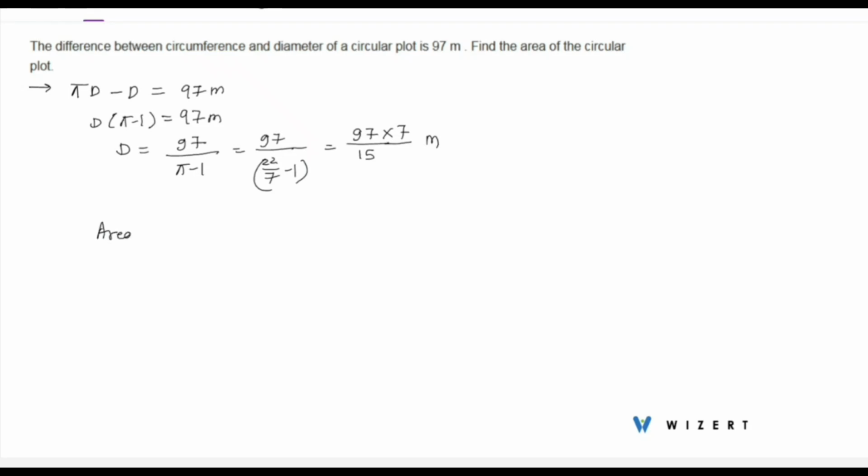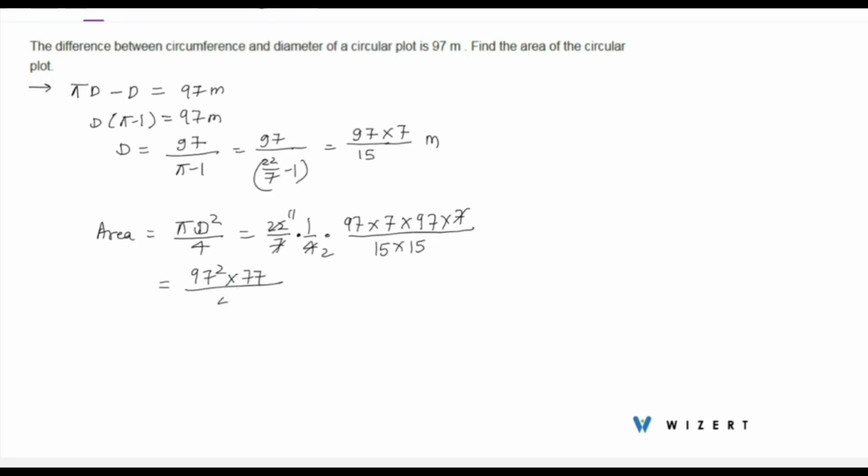We know area can be found out by pi d square by 4. So we have 22 by 7 into 1 by 4 into d square, which is 97 multiplied by 7 multiplied by 97 multiplied by 7 whole divided by 15 multiplied by 15. Now this 7 will cancel out. This will be 11, this will be 2, and we are left with area equal to 97 square multiplied by 77 whole divided by 450.